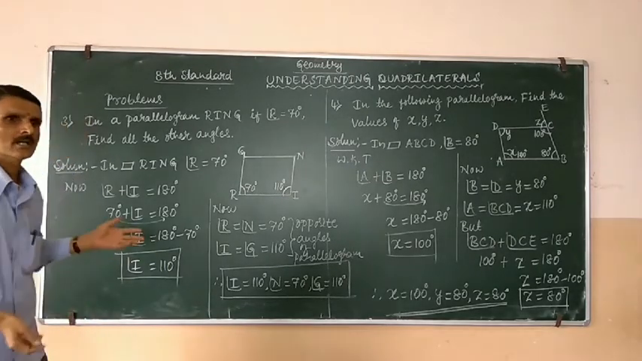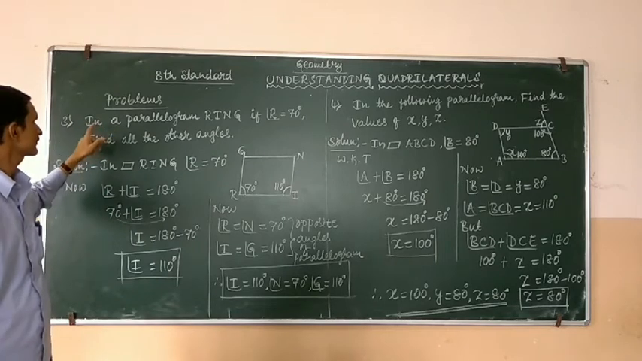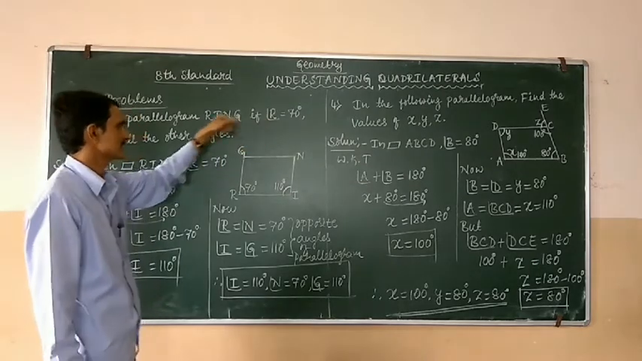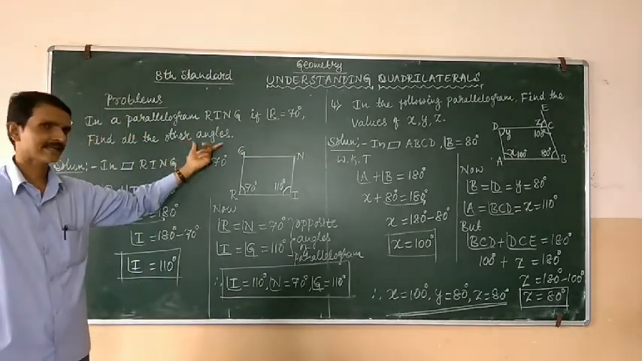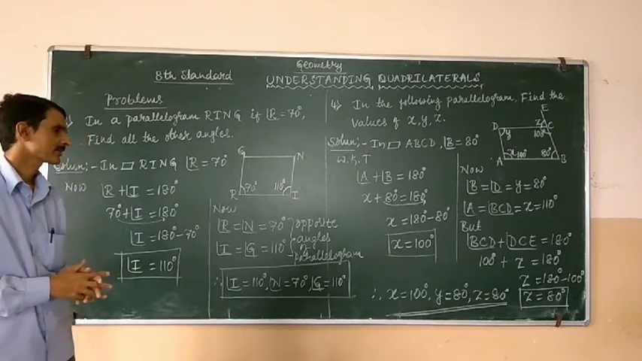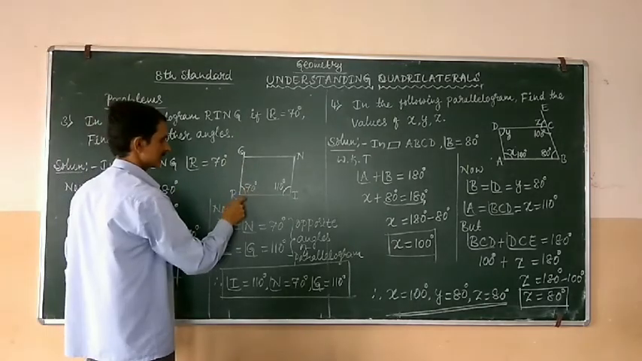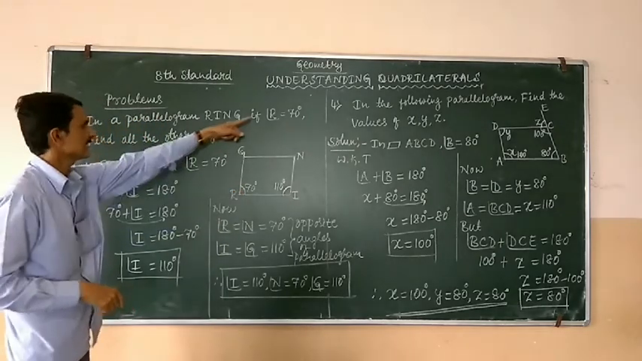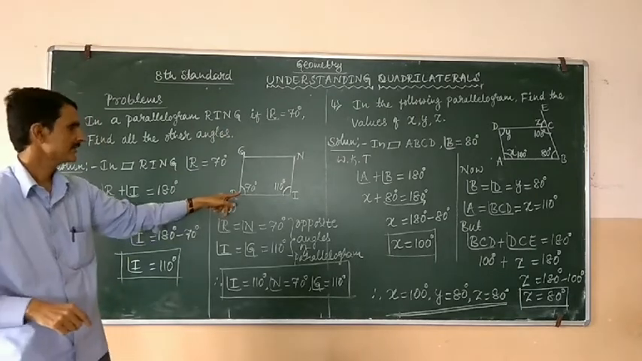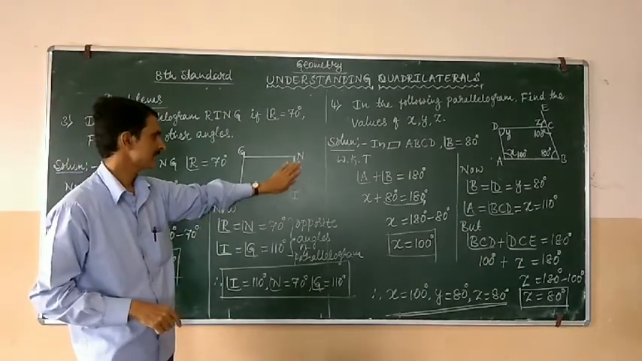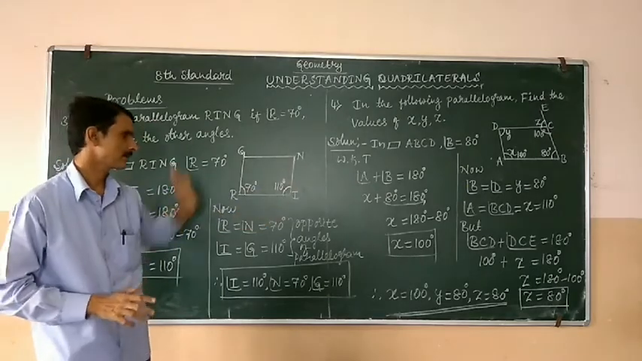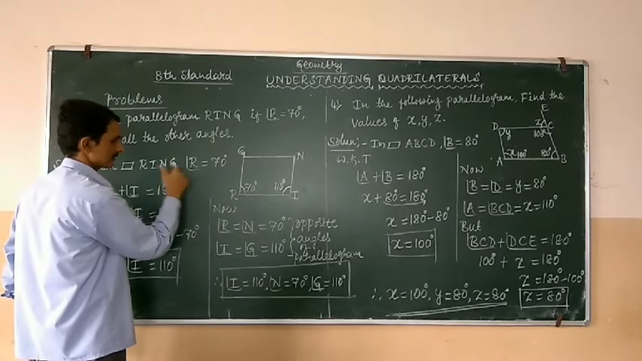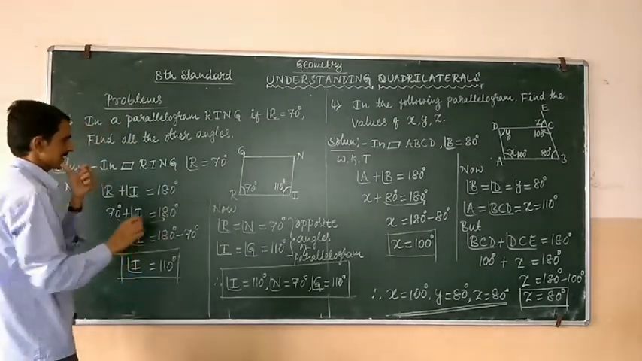Now students, observe the third problem. In a parallelogram RING, if angle R equals 70 degrees, find all the other angles of the parallelogram. So observe the figure, students. In the figure they have given angle R equals 70 degrees. We have to calculate angles I, N, G, all the three angles.